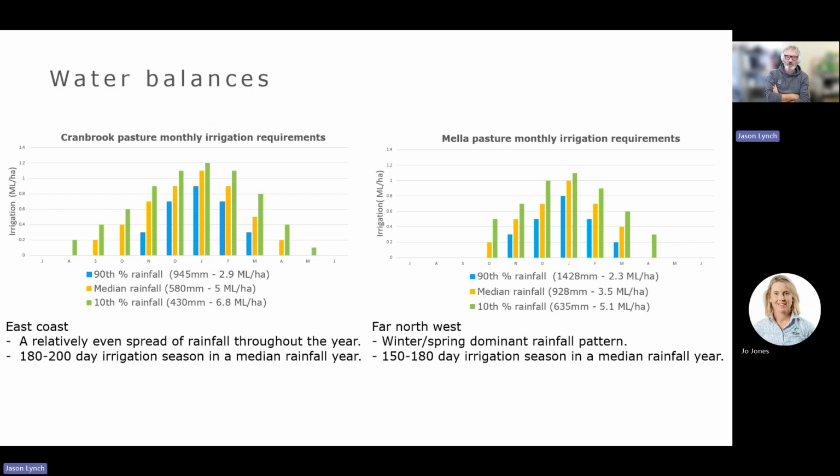And we can see in Cranbrook, in a median rainfall year with the orange columns, irrigation starts up in September, and typically by October, November, it's in full swing. In Mella, irrigation starts a little bit potentially in October, but typically it's in full swing towards the back end of November and well and truly into December.